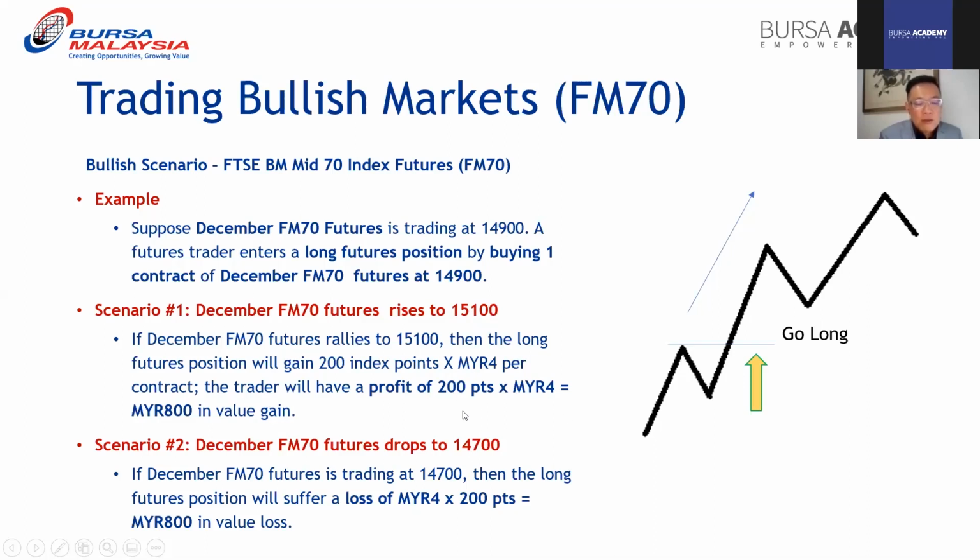Of course, on the downside, if you were not right in your call, you bought and the market dropped to 14,700, you would have lost 200 index points multiplied by 4.